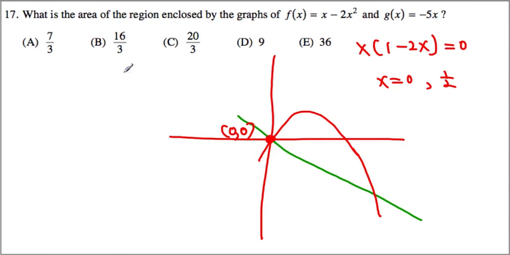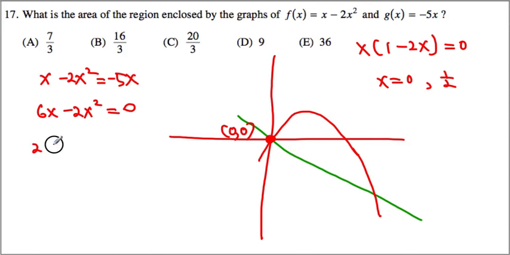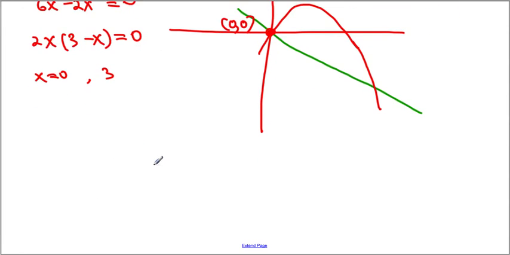The other point, to figure that out, we set them equal to each other. So x minus 2x squared is equal to negative 5x. Bring that over, then we end up getting 6x minus 2x squared equal to 0. Then by factoring out 2x, we realize 3 minus x has to equal 0. So one place is when x equals 0, which we knew over here, and another point is when x equals 3. Then to find the area enclosed by that, simply upper minus lower.